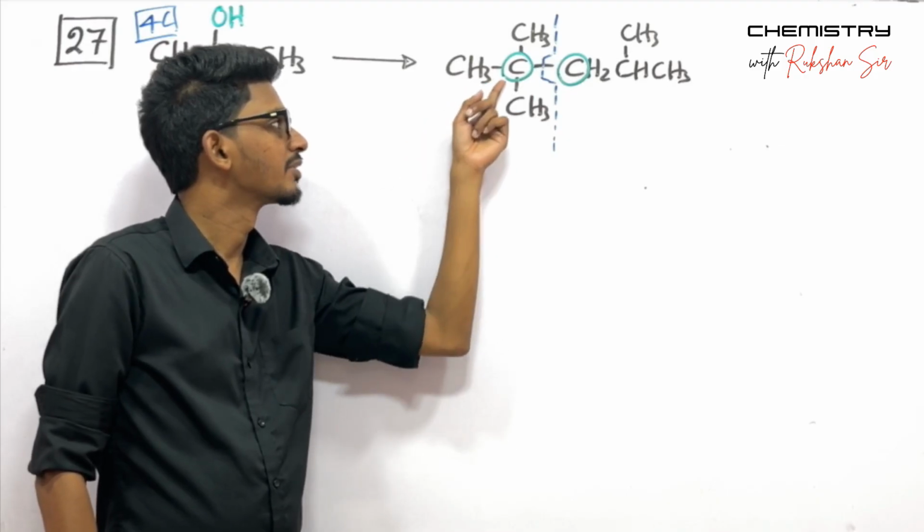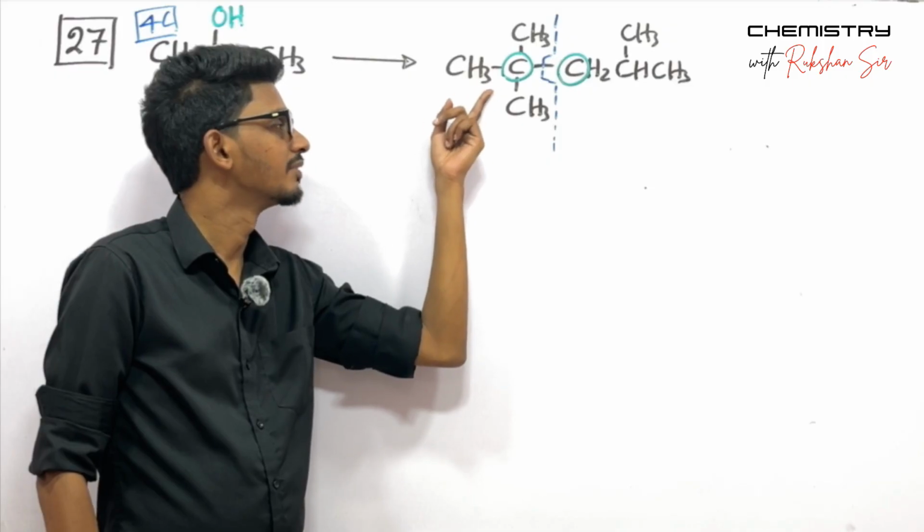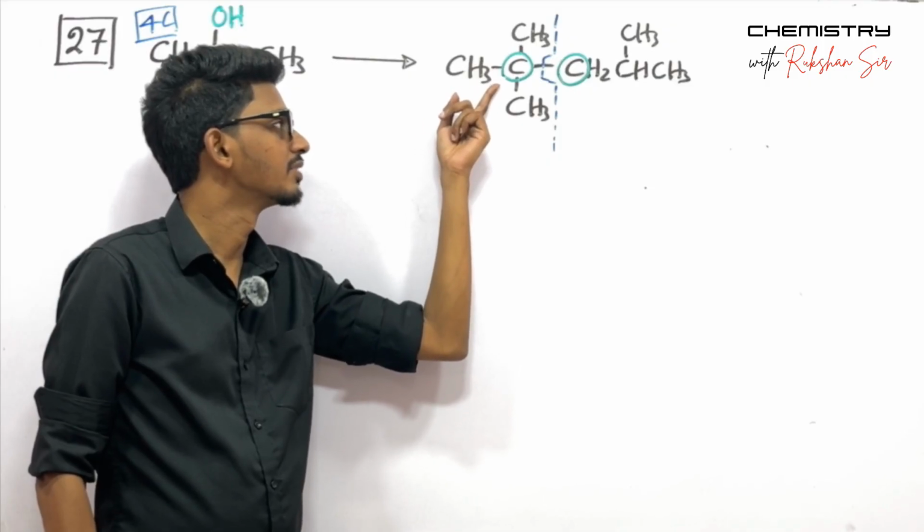Only 2 carbonyl compounds are there. Aldehydes, where 1 R group is there with the carbonyl carbon, and ketones, which are the ones with 2 R groups with the carbonyl carbon.